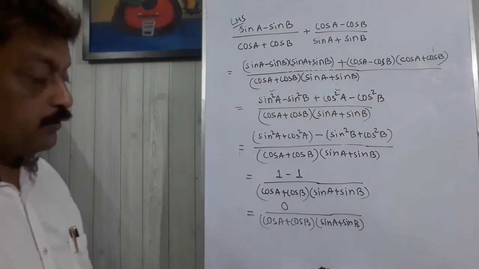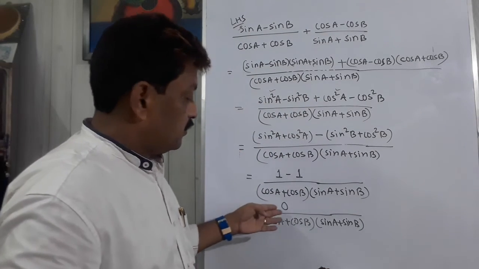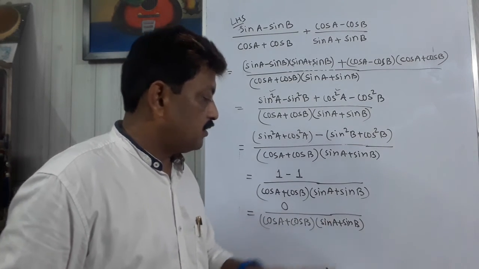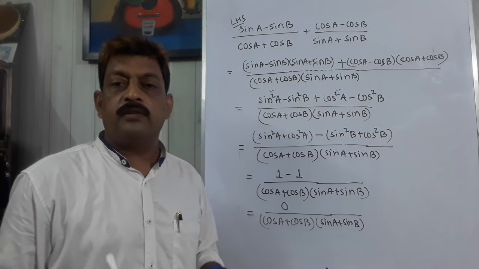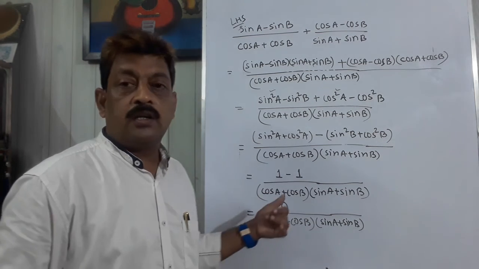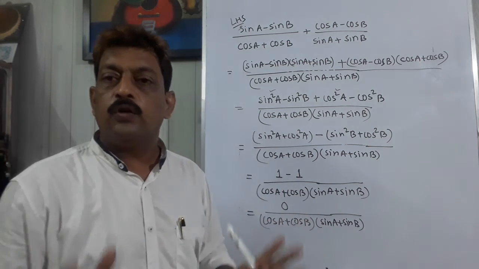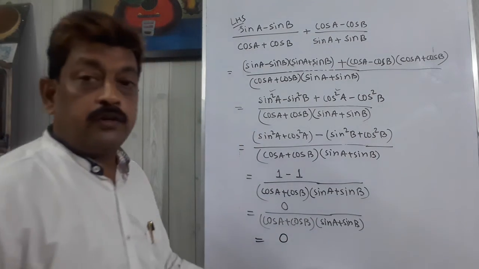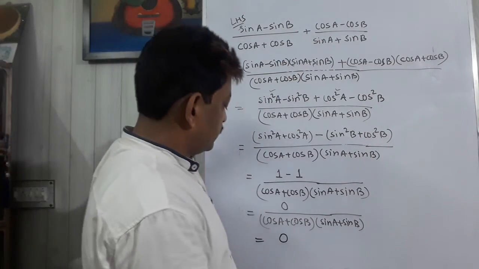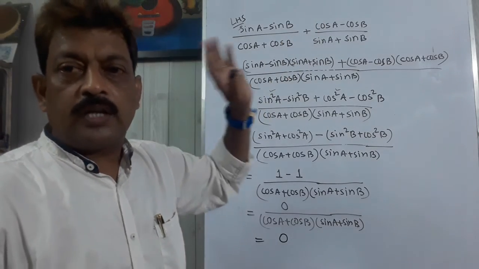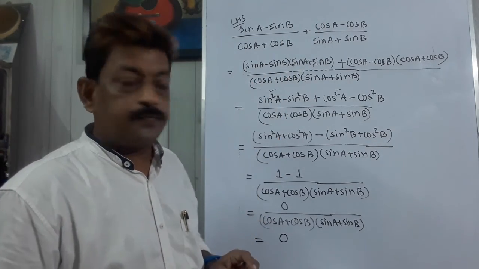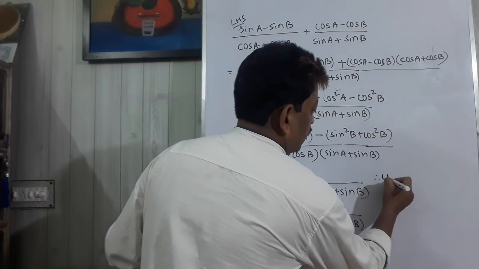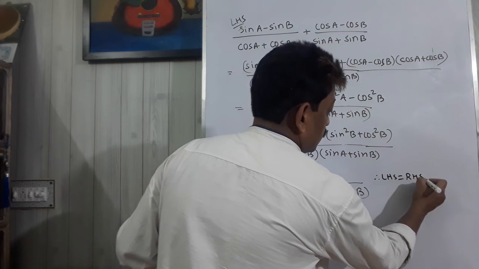Therefore we have the numerator as 0 and the denominator is cos A plus cos B multiplied with sin A plus sin B. Whatever the denominator is, we don't have to bother. We have got the numerator as 0, therefore the whole result becomes 0. So we can say that LHS and RHS are equal, because RHS was given as 0. So LHS is also 0, RHS is also 0. Therefore LHS equals RHS, verified.